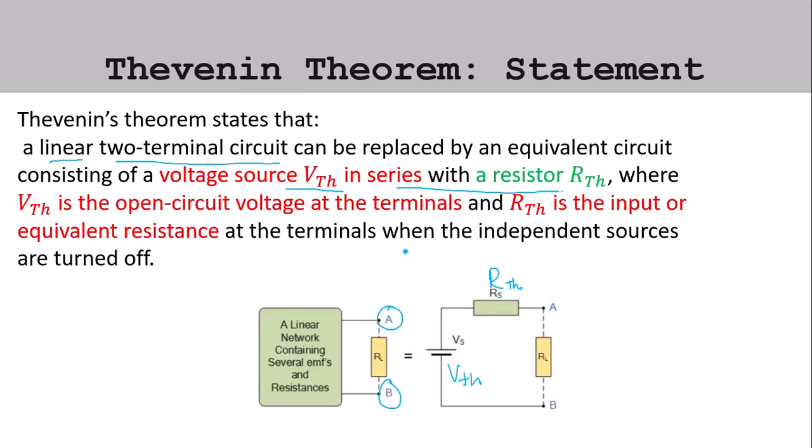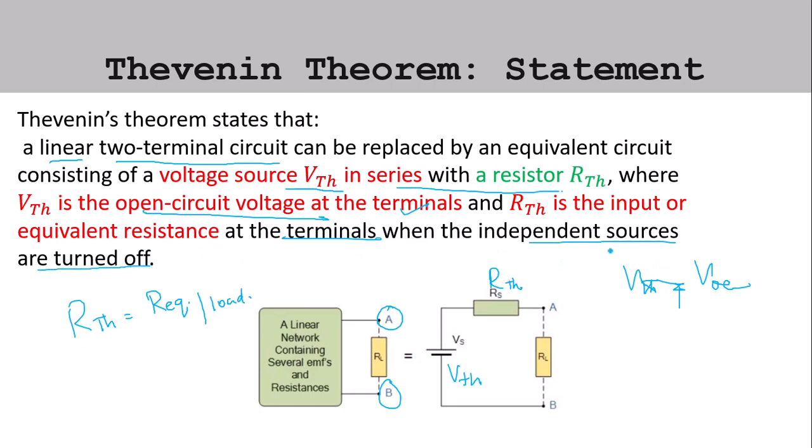That is also given in the statement itself, that VTH is the open circuit voltage, right? VTH is the open circuit voltage. So we are defining VTH as the open circuit voltage across the load terminals. And RTH is defined as the equivalent resistance across the terminals, or you can say across the load. And there's a condition while we find RTH, that is, independent sources must be turned off.